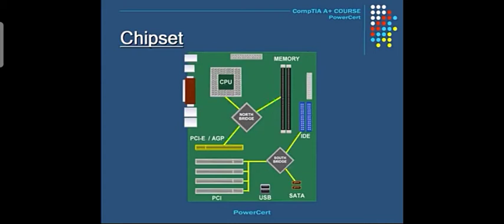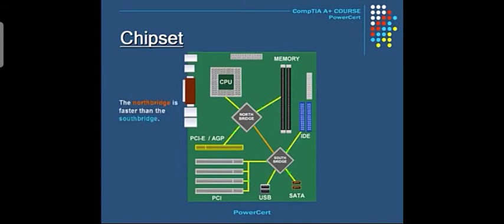So the south bridge is responsible for the lower portion of the motherboard, while the north bridge is responsible for the upper portion. There is no direct connection between the CPU and the lower portion of the motherboard. So if the PCI, USB, IDE, or SATA ports needed to communicate with the CPU, the information has to go through the south bridge, and then up through the north bridge, and then to the CPU.